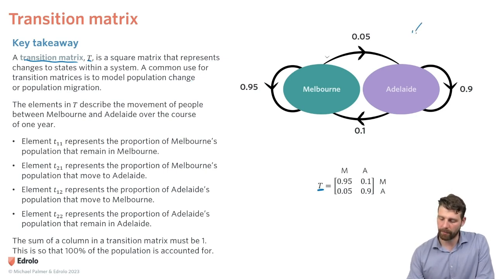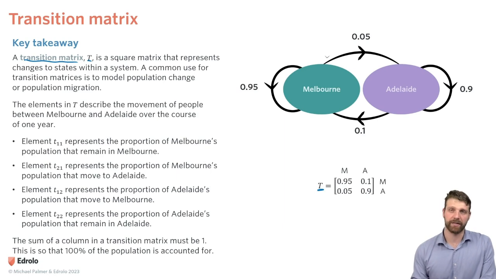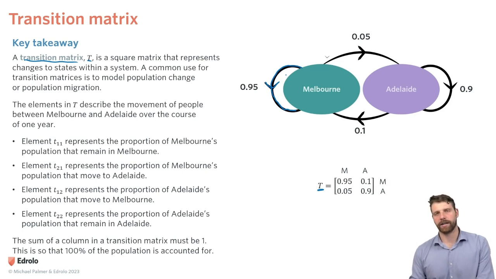So in this case, I'm modeling a migration, and we can see 2 cities here, Melbourne and Adelaide, and people moving between them. So just looking at this diagram, I'm going to point out what each of the arrows represents. Here we can see that this arrow is pointing back to Melbourne, and that's representing 95% of Melburnians staying in Melbourne every year. This arrow here points out of Melbourne, and that's the remaining 5% of people that will move to Adelaide.